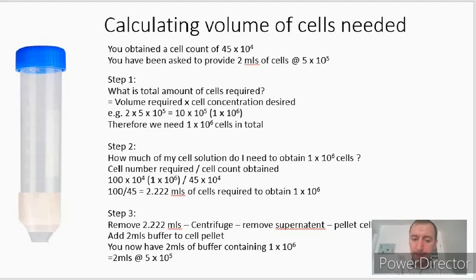Step 3. Remove the 2.222 mLs of cells, place them into a centrifuge tube, centrifuge them, remove the supernatant, and when you remove the supernatant, at the bottom of the tube you'll have the pelleted cells. And with the pelleted cells at the bottom of the tube, simply add 2 mL of buffer to resuspend the cells. And what you then have is 2 mL of buffer containing 1 by 10 to the 6 cells in total. And because it's in 2 mL, the concentration then is 5 by 10 to the 5. So that's how you go about doing a cell count and working out the volume of cells that you need to achieve a given concentration.